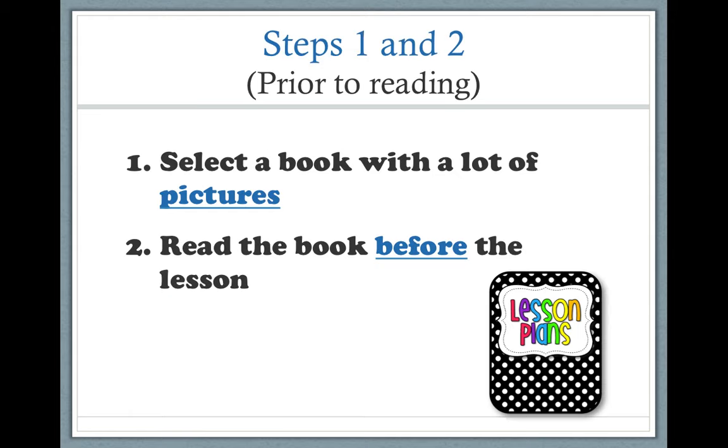The first two steps are done prior to the actual practice and reading. First, the adult must select an engaging picture book with lots of pictures, and both familiar and new vocabulary included. Next, the adult should pre-read the story and familiarize themselves with the vocabulary they will pre-teach as well as what questions they will ask and when.